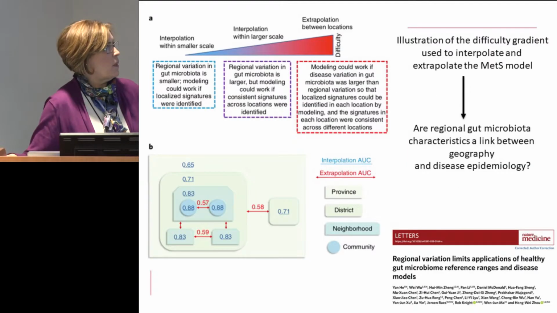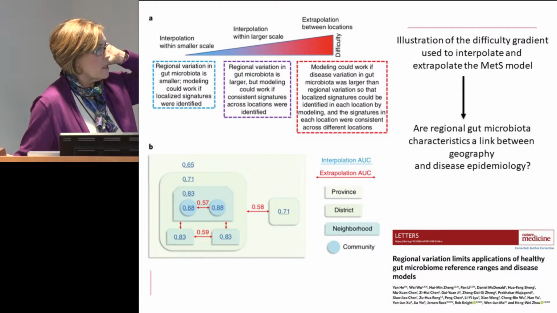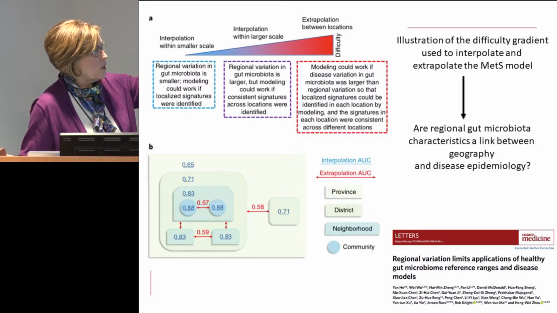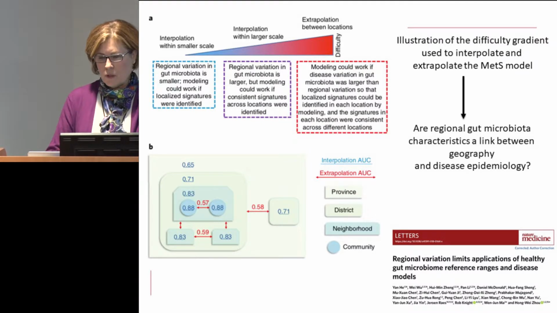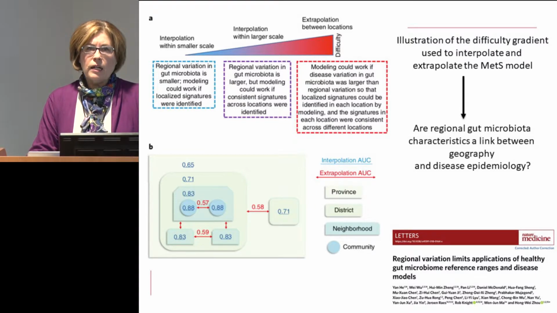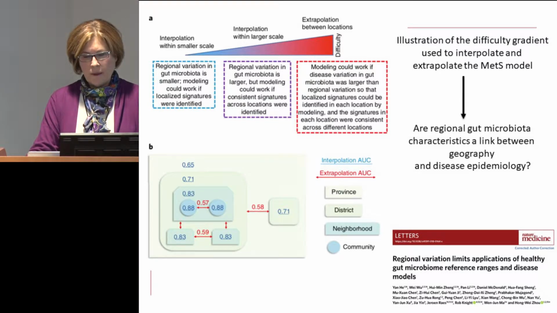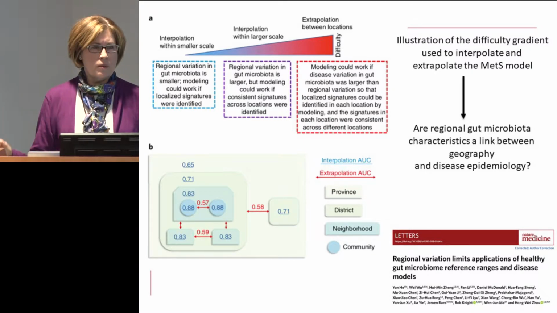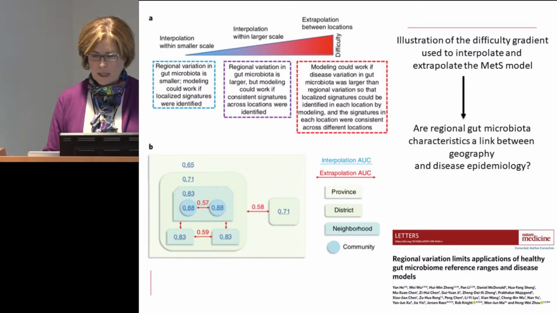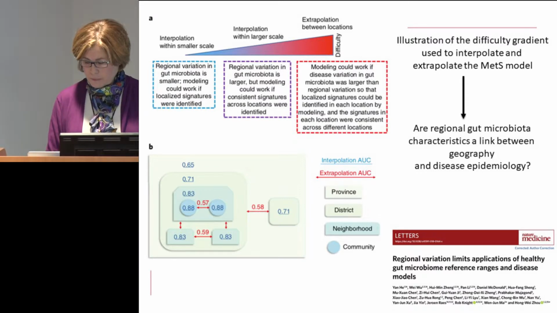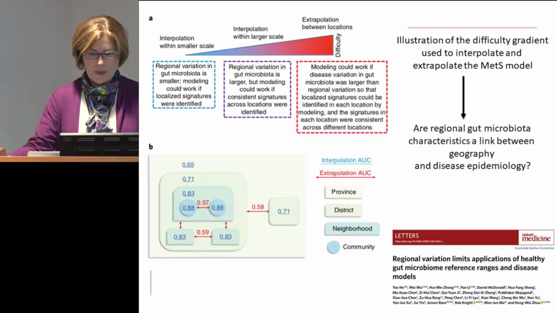I'm not going to spend any more than just a couple seconds on this slide. This is also from this paper about geographic variability. And the point here, this is looking at a difficulty gradient that could be used to interpolate and extrapolate the MET-S model. And the point is here, if you look again at areas under the curve, these predictions, these models seem to work well in a very small geographic area, but the utility of these tend to disappear as you move to look at other populations. So I think that this idea is something we will be struggling with quite a bit today in our discussions.